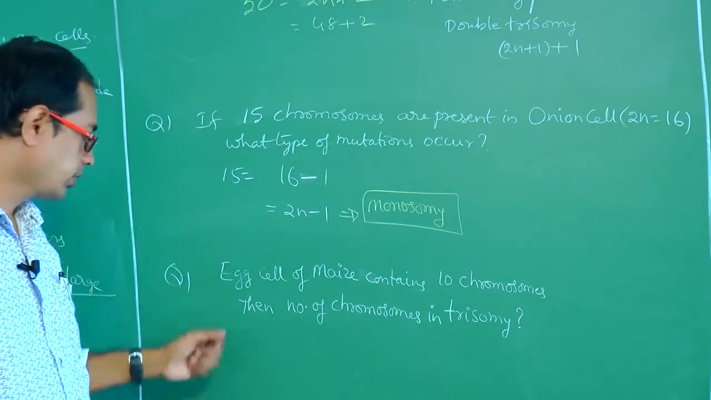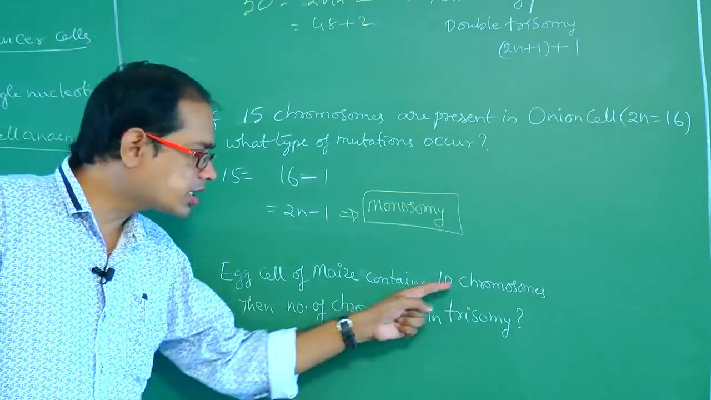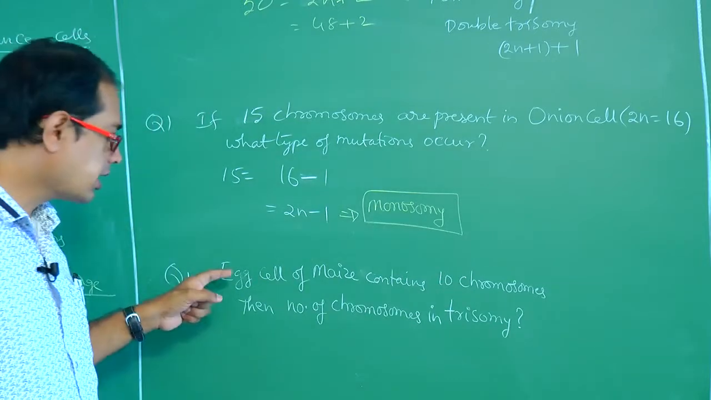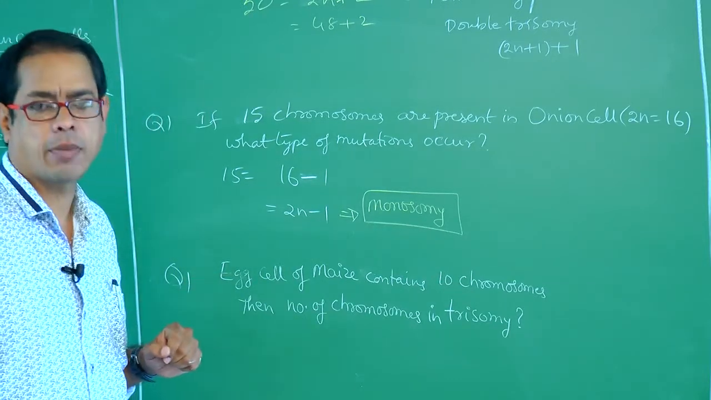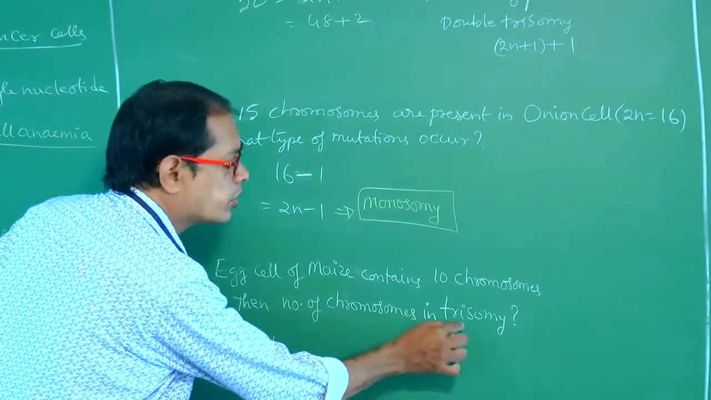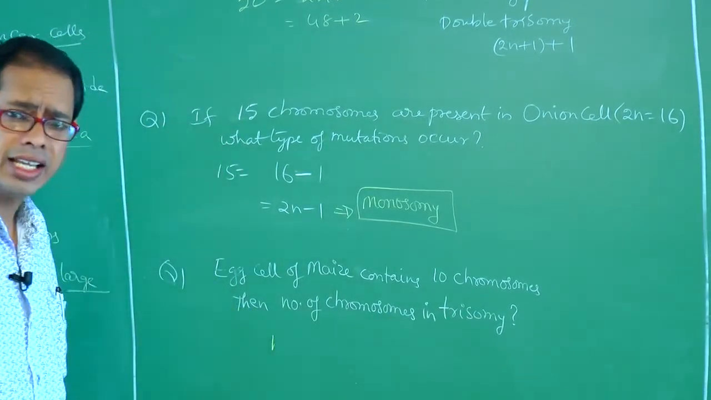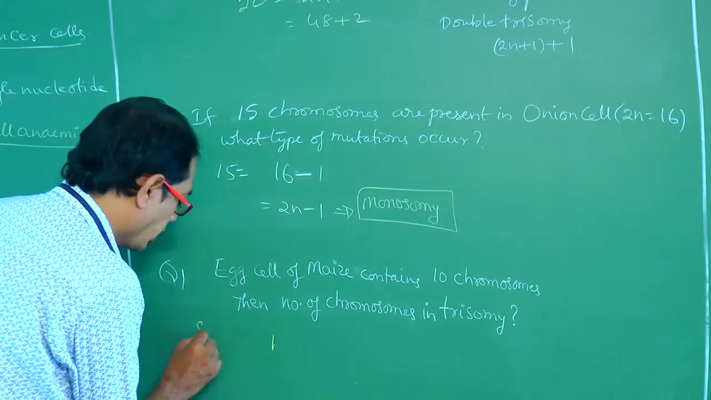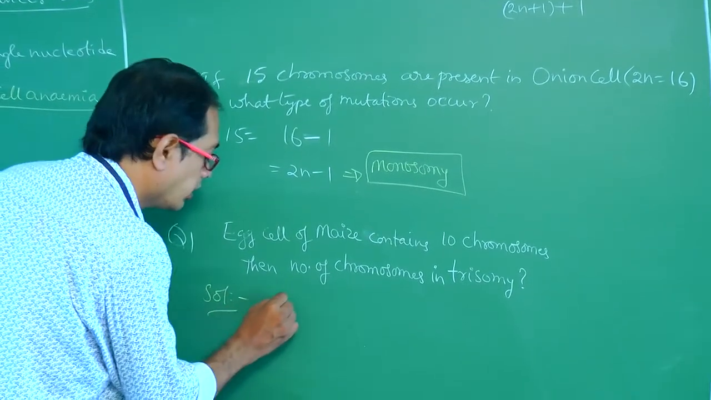Next question. The egg cell of maize contains 10 chromosomes. Egg cell ploidy is n, haploid. Then what is the number of chromosomes in trisomy? They are asking in trisomy. How can you solve? n is n.